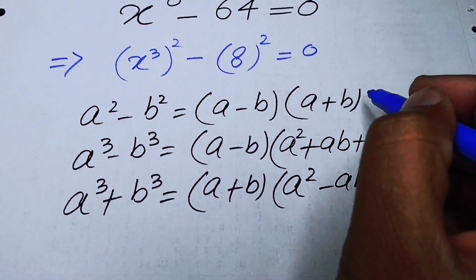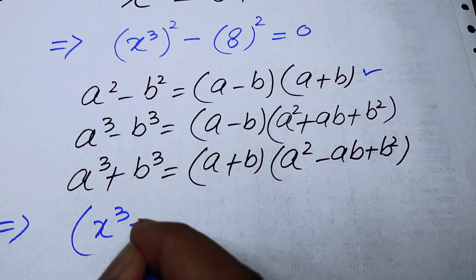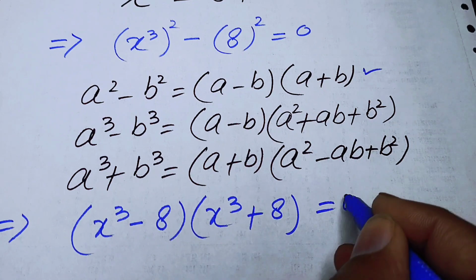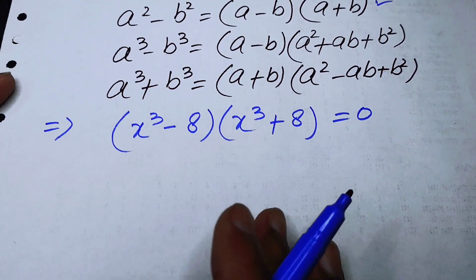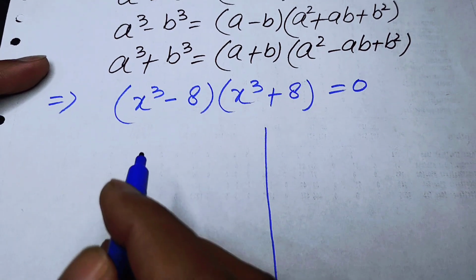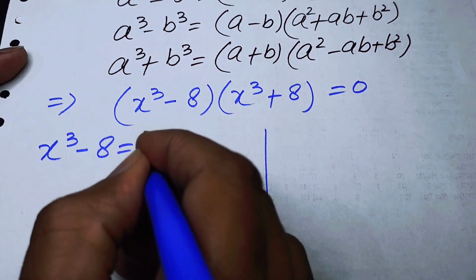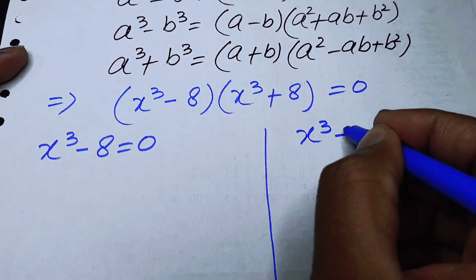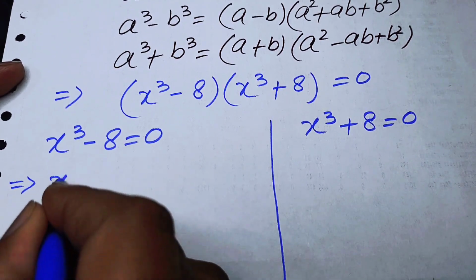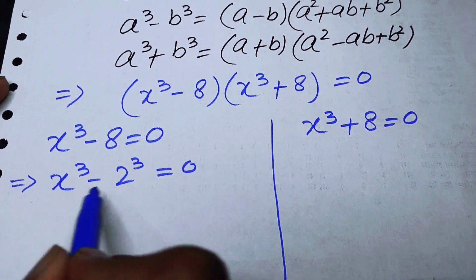So now first I will apply this formula here, and we will obtain (x cubed minus 8) times (x cubed plus 8) is equal to 0. So there arise the following two cases. I will divide the question into two cases. The first one is x cubed minus 8 is equal to 0, and the other case is x cubed plus 8 is equal to 0. Now you can write 8 as 2 to the power of 3, and here is the a cubed minus b cubed form.